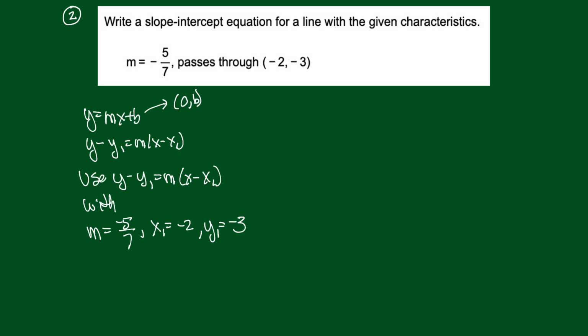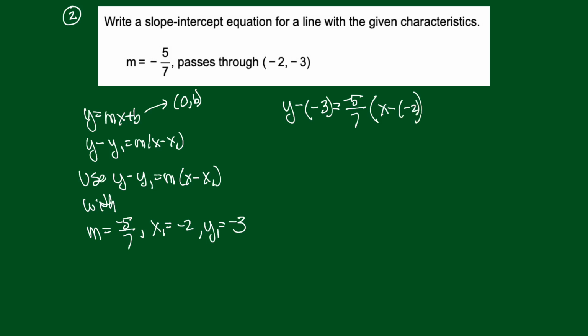So I'm going to substitute negative 5/7 into m, negative 2 into x1, and negative 3 into y1. So let's do that. I'll do it up here. So we'll get y minus y1. Now be careful with these negatives. Y minus negative 3 is equal to m, negative 5/7, times x minus x1, which is negative 2.